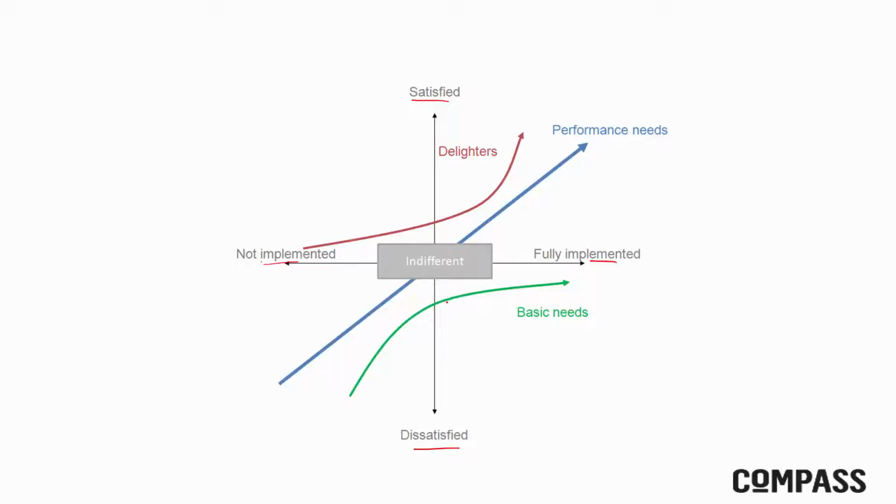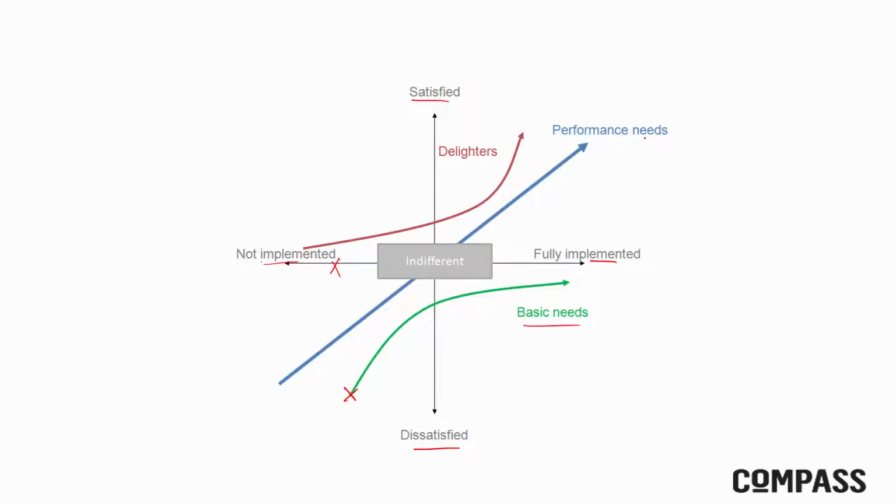So let's start with the basic needs. If a basic need on the green line is not implemented, of course the customer will be very dissatisfied. This could be something very basic. If the feature or the characteristic is fully implemented, he will not be super satisfied. This is what he expects. That's what the basic need stands for. So if the basic need is not implemented, very dissatisfied. If it's implemented, just an average satisfaction.